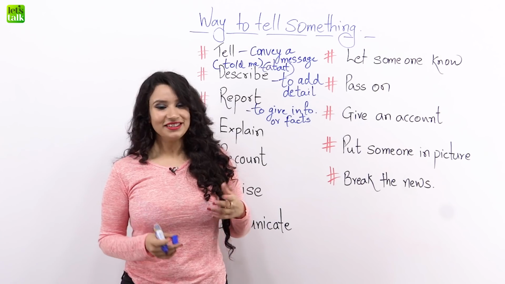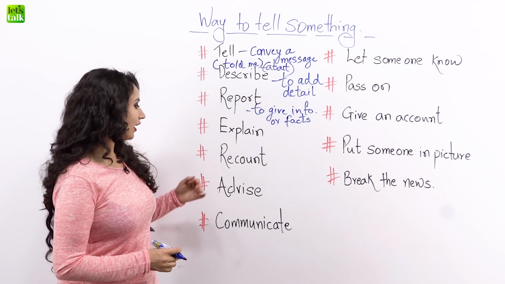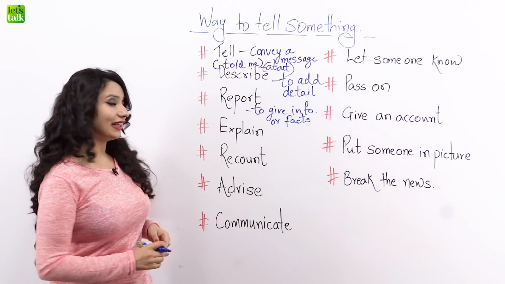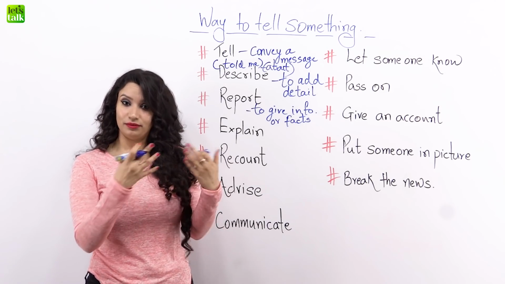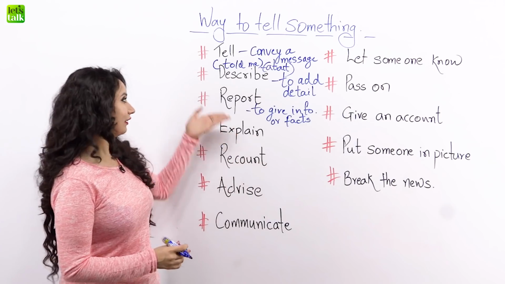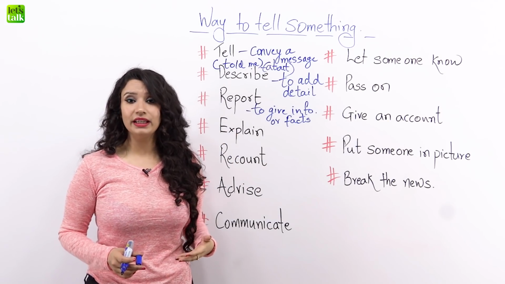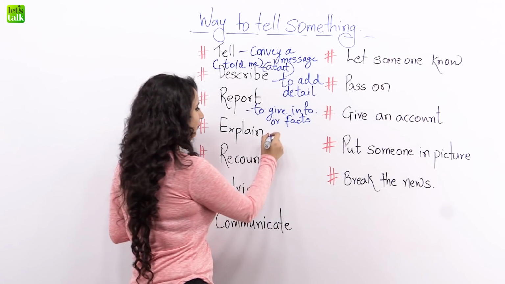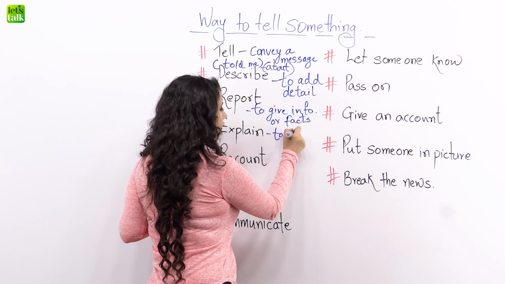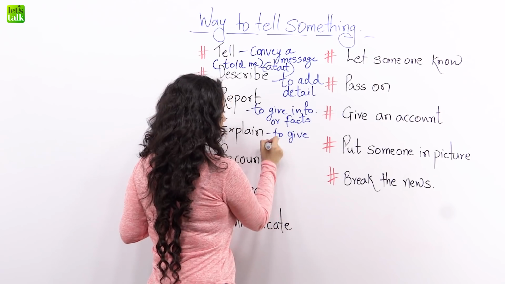Okay, now that's enough for reporting, and let's look at the next word, explaining. Explaining is when you give a detailed view about something. Again, just like describing, explaining means to give a lot of details about a scene. So explaining means to give details about a scene.